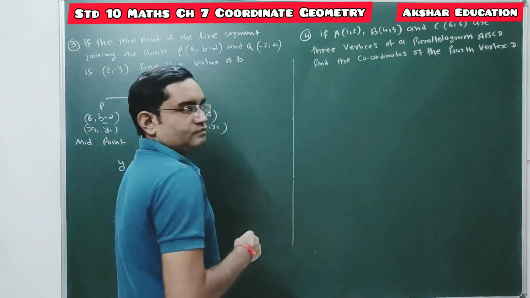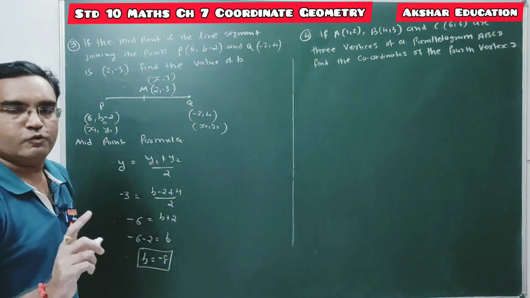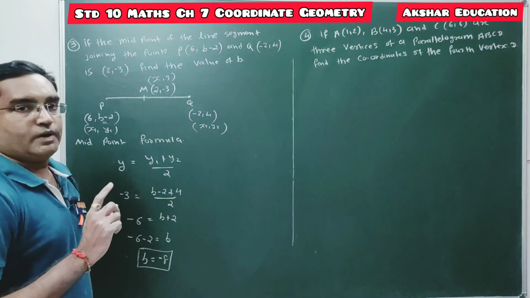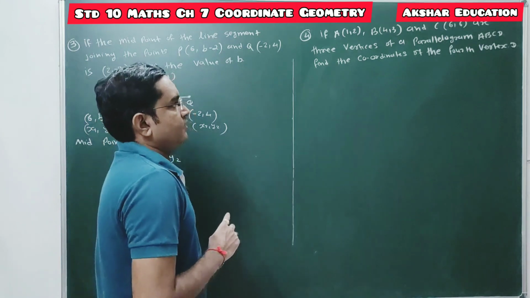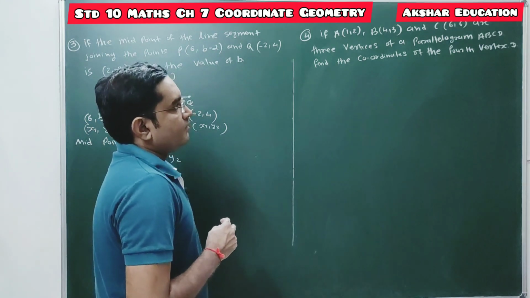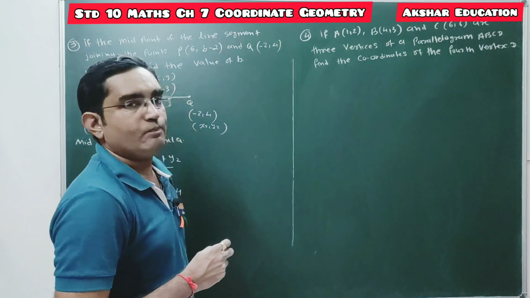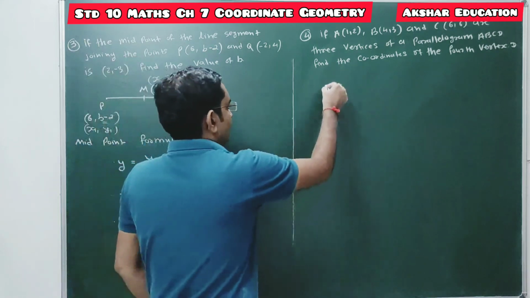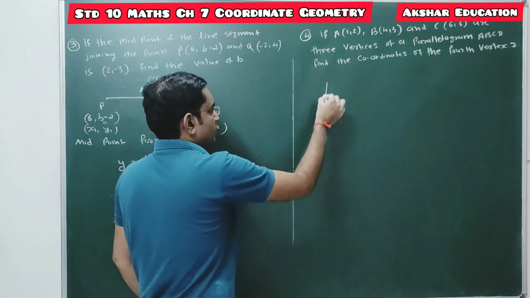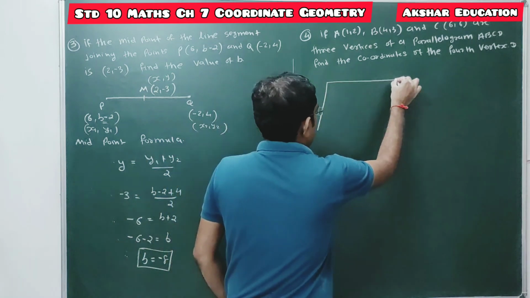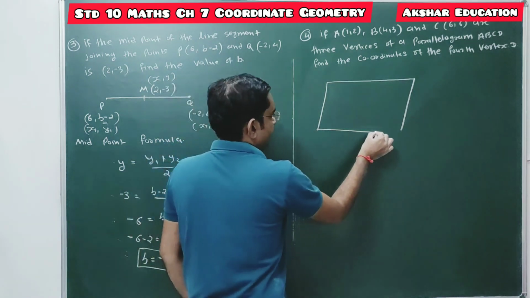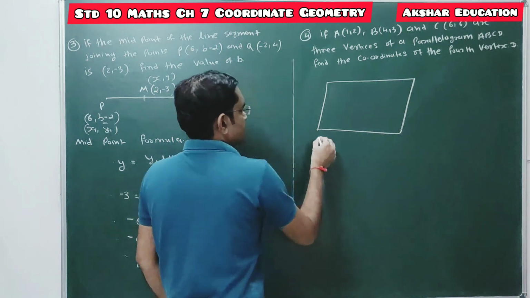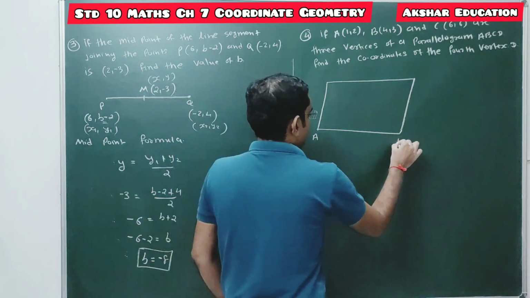Now here students, question number 4, most important question, properties of parallelogram that we have studied in our 8th standard. So here A, B, C are the 3 vertices of parallelogram ABCD. So what is a parallelogram? Parallelogram is the quadrilateral in which both pair of opposite sides are parallel to each other. So this is our parallelogram ABCD.